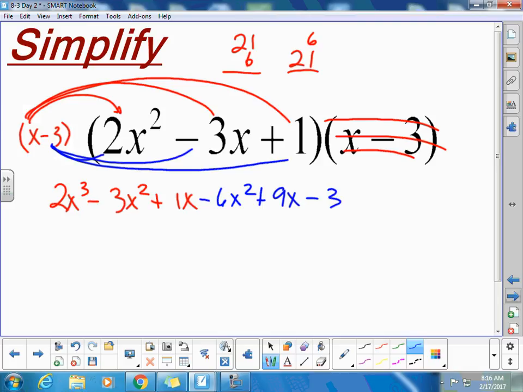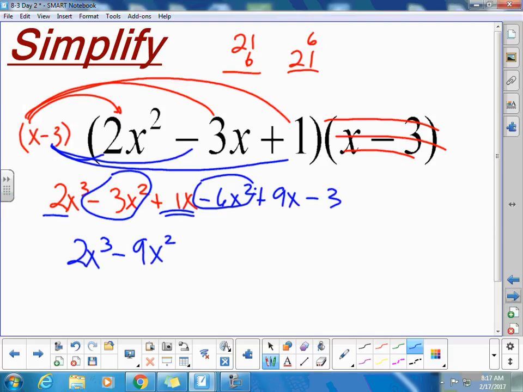And when I combine my like terms, I look at my highest exponent, 2x to the 3rd. I don't have anything to combine with it, so it just stays 2x to the 3rd. Here's my x to the 2nds. I have negative 3x to the 2nd, negative 6x to the 2nd, so I have minus 9x to the 2nd. I do have some x's, more than one set. I have 1 there and 9 there, so plus 10x. And minus 3, I have nothing to combine with that, so that would be my simplified answer.